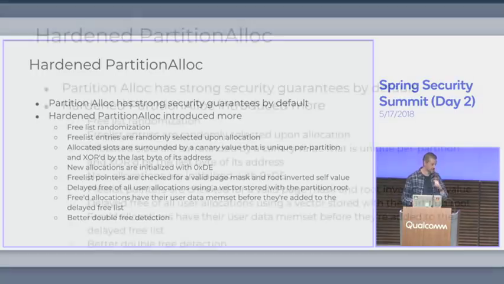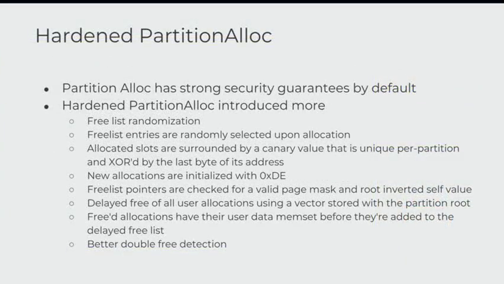And I liked PartitionAlloc so much that I forked it, ripped it out of Chrome, and added a bunch more hardening to it. I call that Hardened PartitionAlloc. I won't go through each and every one of these today, but I added a bunch more hardening, like free list randomization, better double free detection, delayed free, and all things like this that make browser exploits a lot more difficult. It's on GitHub today if you want to check it out.